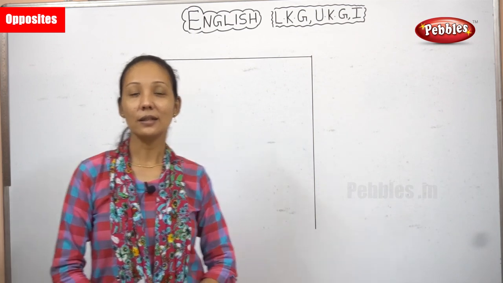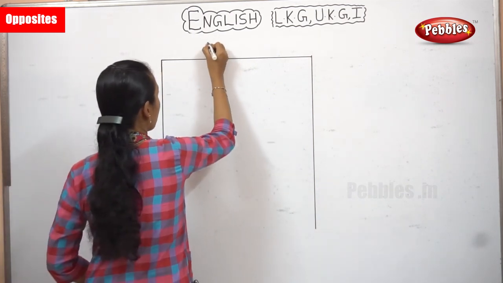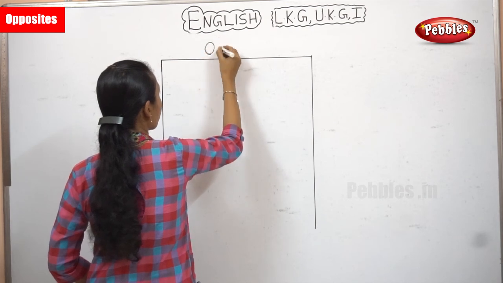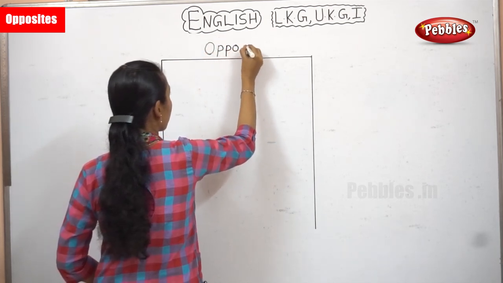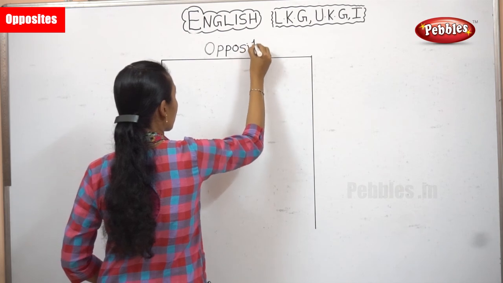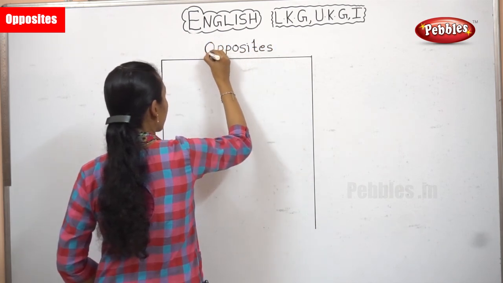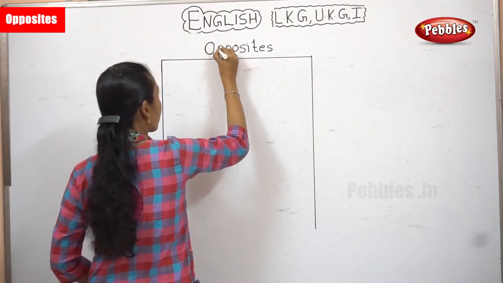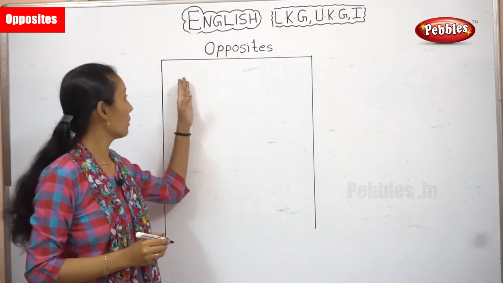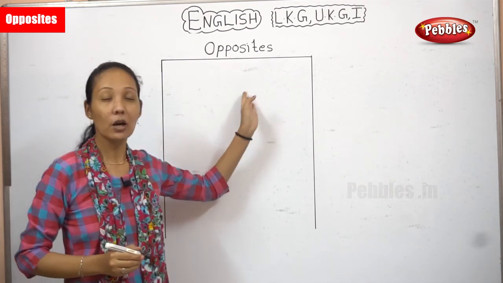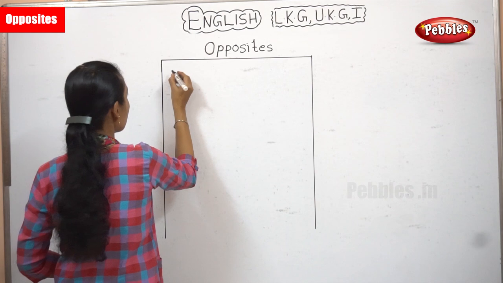Okay, now let's learn some opposites. Now what you're going to learn is opposites. Okay, now your first word. Now I will write the word and then I will write the opposite of that word. Okay, children. So your first word is front.